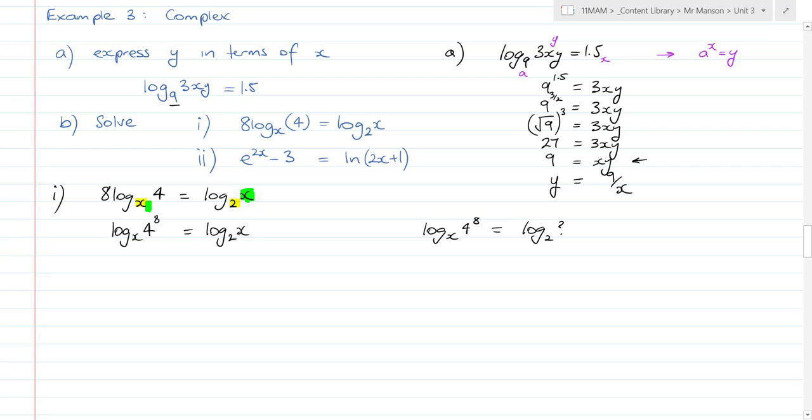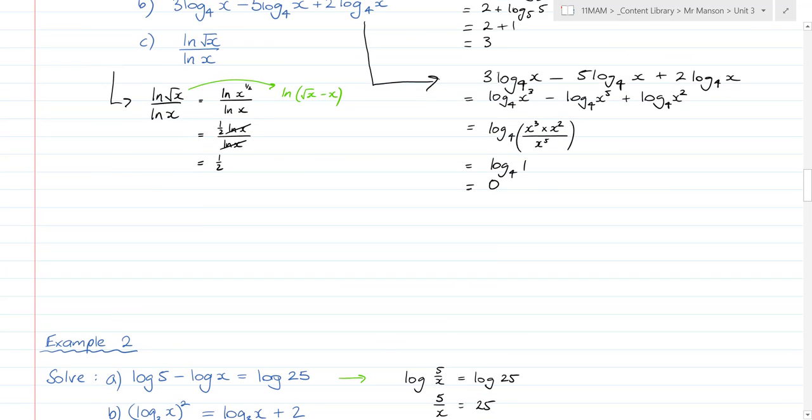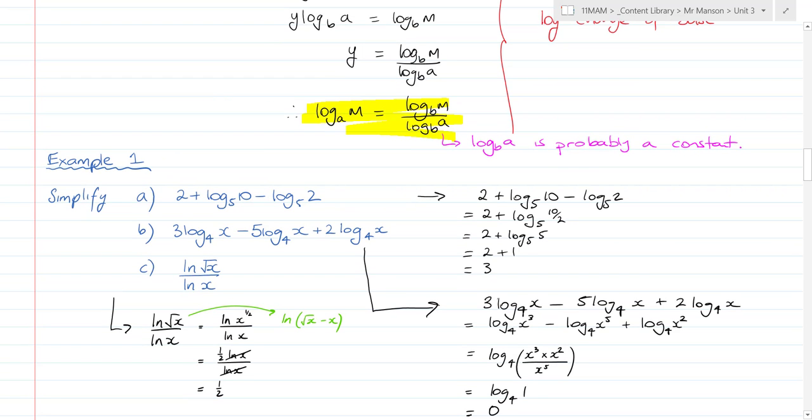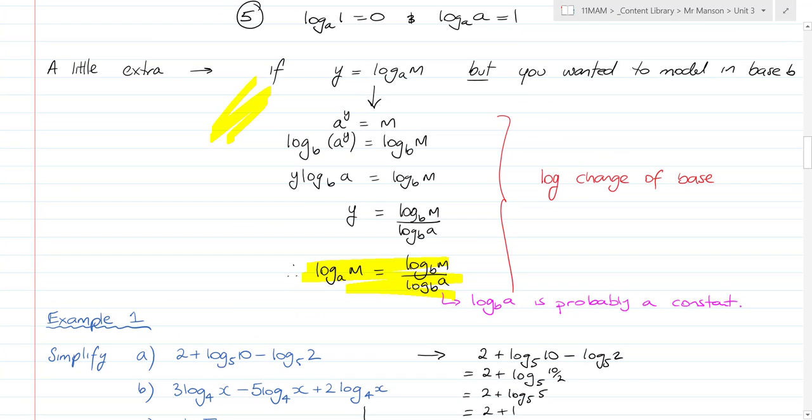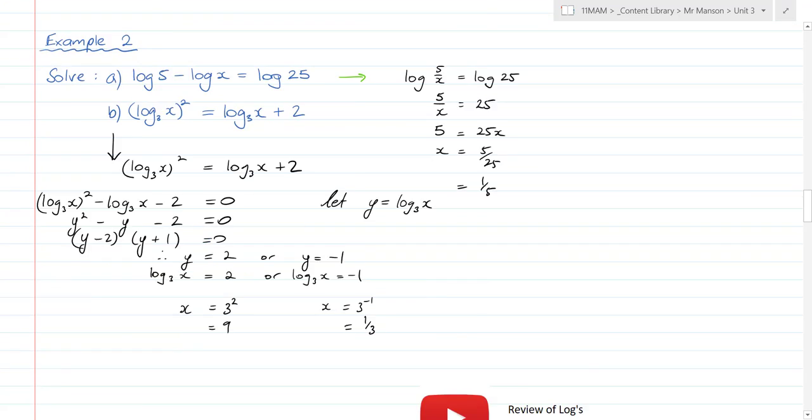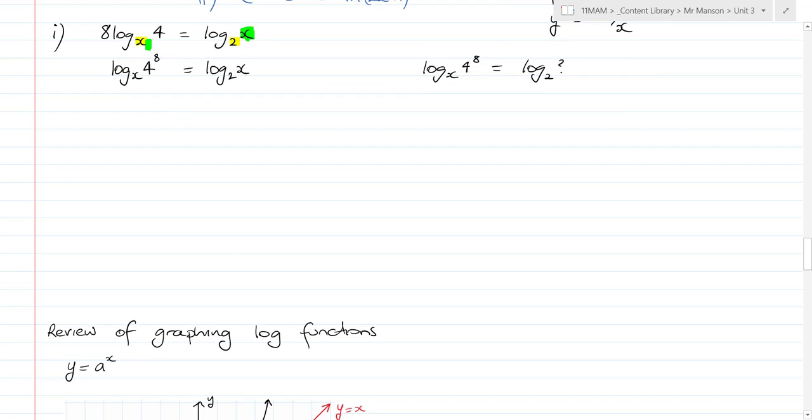So just recall that if we go back up to the work we did earlier, we've got log base a of m equals log base b of m over log base b of a, and the proof is on the OneNote. You can have a look through that if you want to. So log base a of m, so I'll just write this down over here. Log base a of m equals log base b of m over log base b of a. So I want to write down log base x of 4 to the power of 8, whatever that is, and I want to write it down as log base 2 of something.